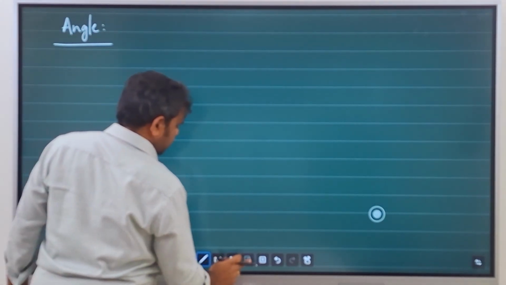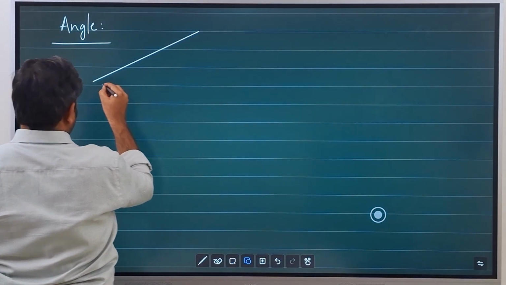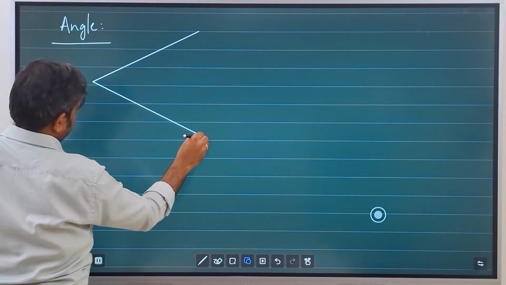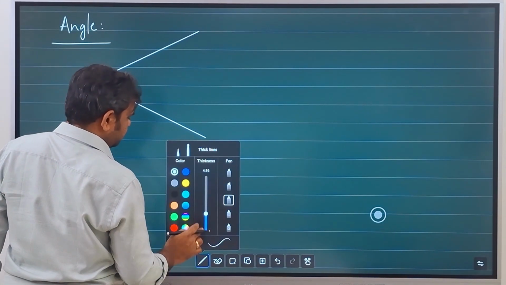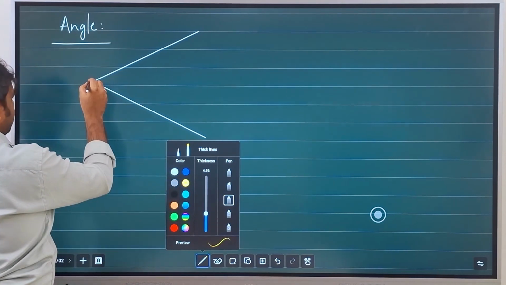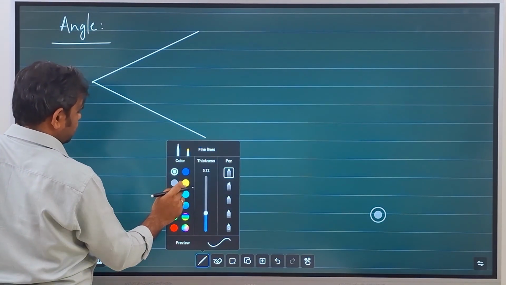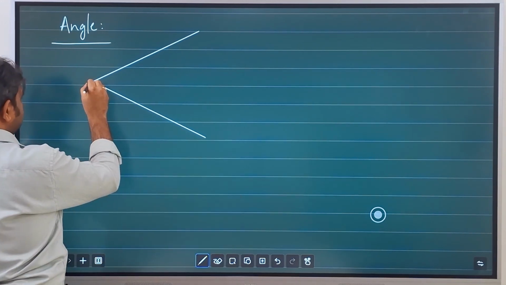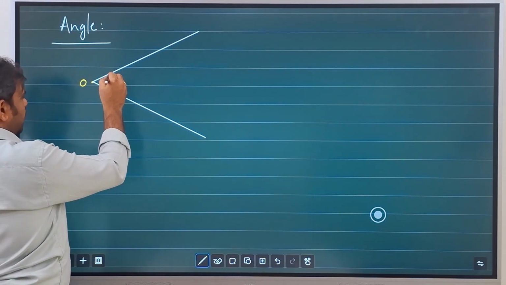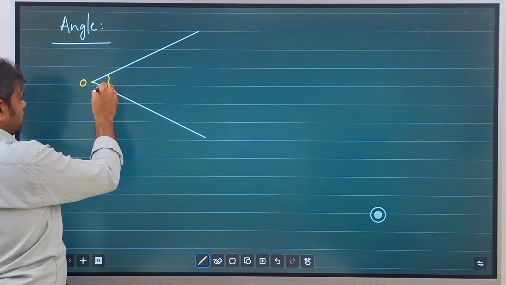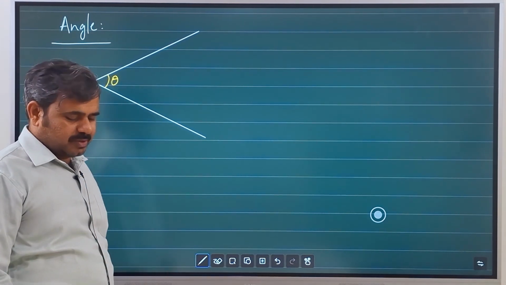Let's take two lines. Let's see how to find the angle between the lines. Let us say these two lines are intersecting at point O. Let me call the intersection of these two lines point O. Now, the angle between these two lines is, let's say, theta. How do we find this angle between two lines?